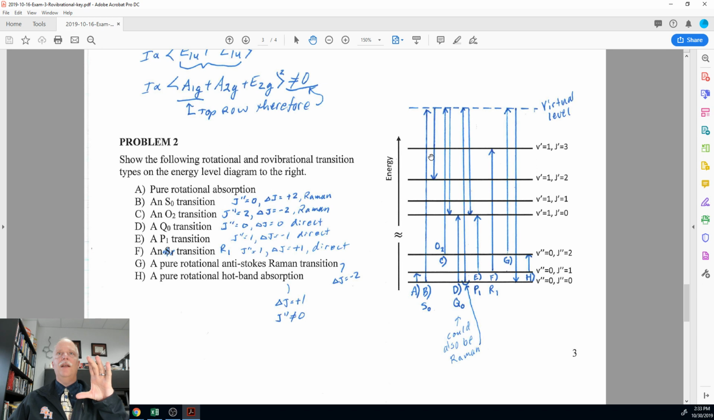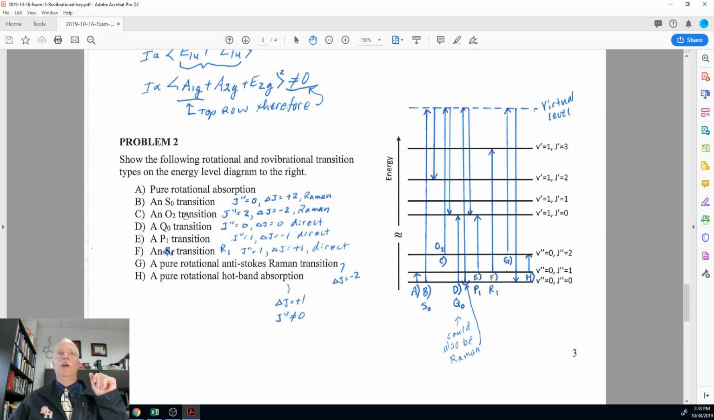And then the inelastically scattered photon is shown here. And it comes down and hits the J value that is the initial J value plus 2. So this is J equals 0, and this is J prime equals 2. So that's an S transition. It's S0 because it starts in 0, and it's Raman because it's a 2-photon process. So there's a lot buried in this S0 transition.